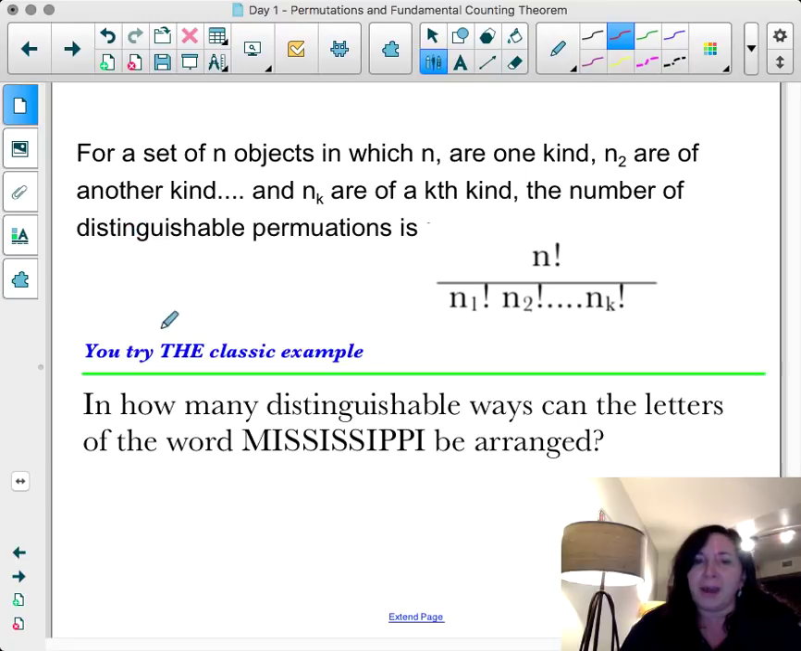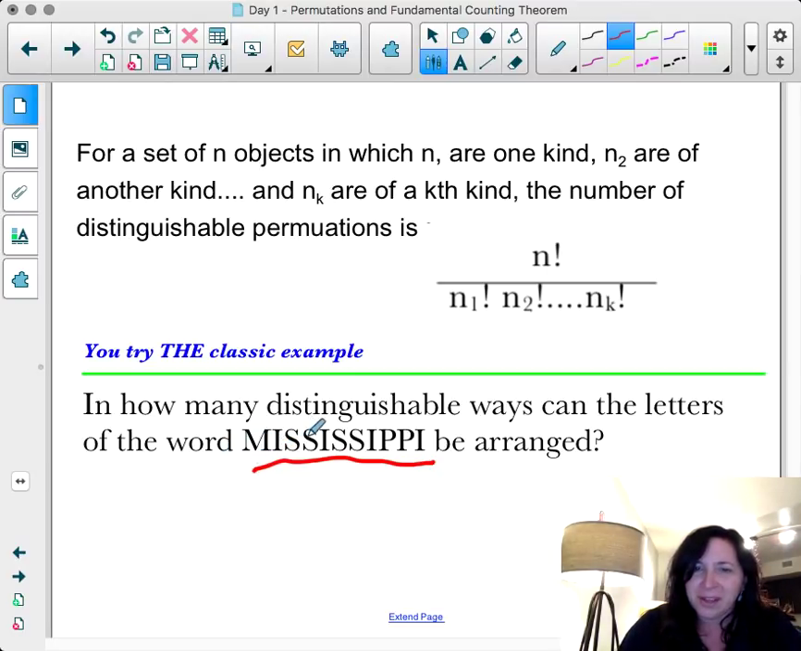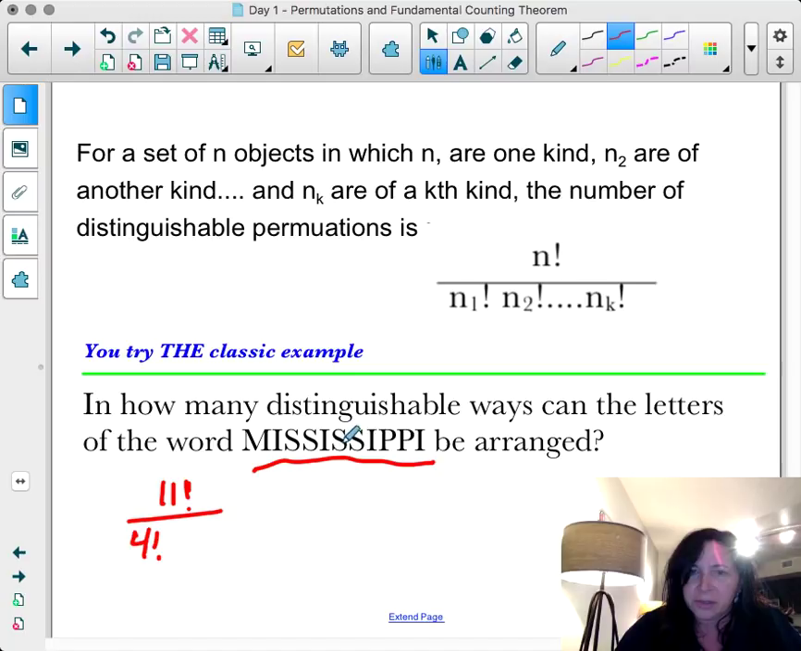So we're talking about permutations right now. Mississippi, that's a really fun word to try to work through. So how many letters are in the word Mississippi? We have 1, 2, 3, 4, 5, 6, 7, 8, 9, 10, 11. So it looks like we have 11 factorial. But we have so many repeaters. We have 1 M, we have 1, 2, 3, 4 S's. We have 1, 2, 3, 4 I's.